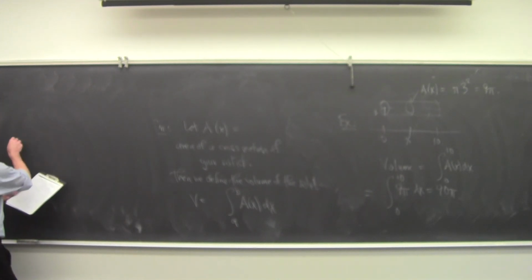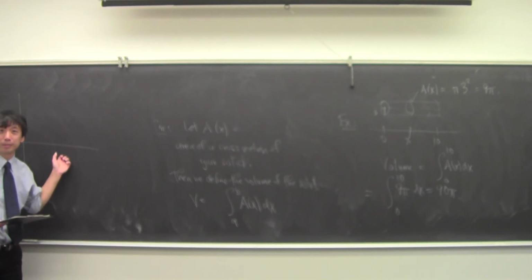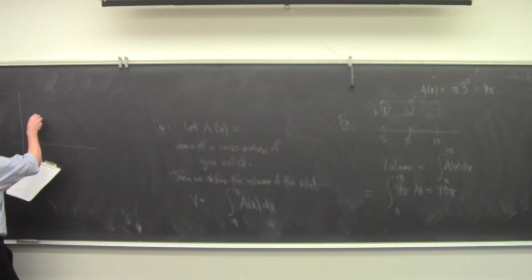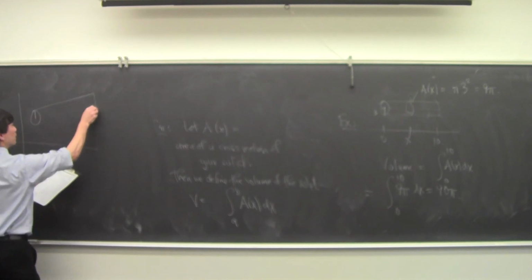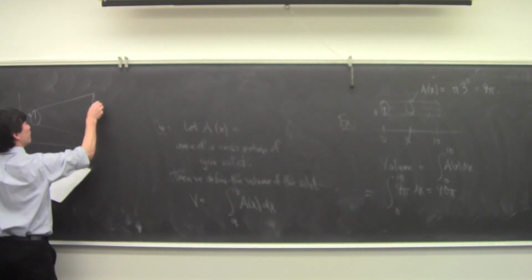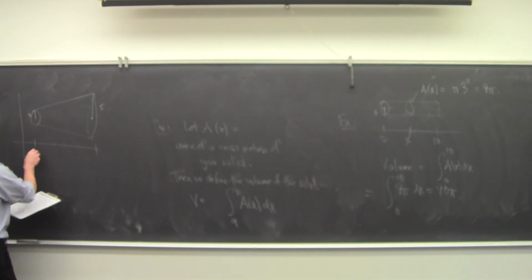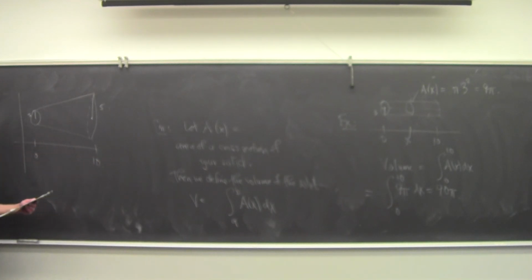Okay. Is everybody all right with that? Okay. Now, suppose we have something like this. We have something that is radius 3 here and radius 5 here. So it's part of a cone. Let's say that this goes again from 0 to 10.